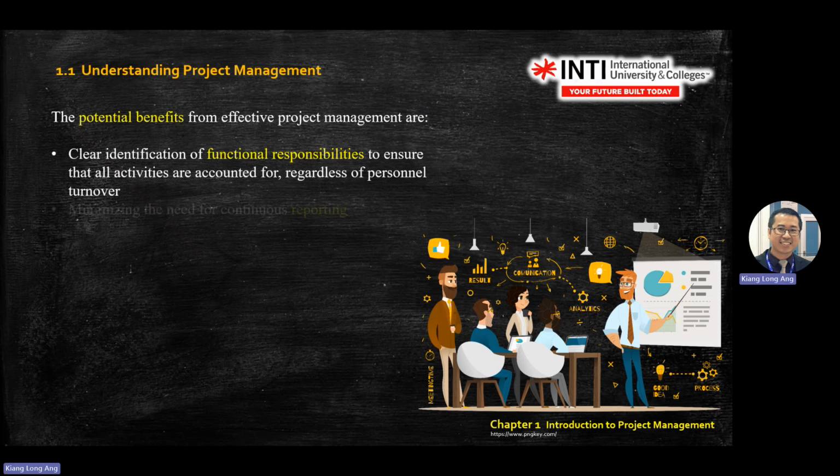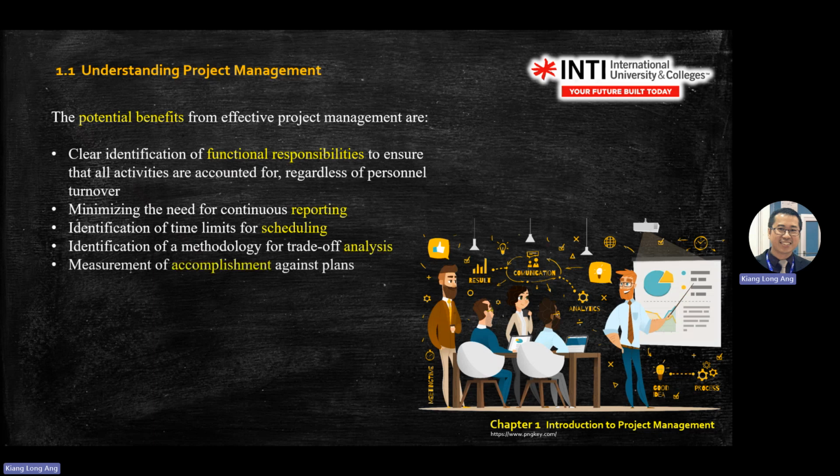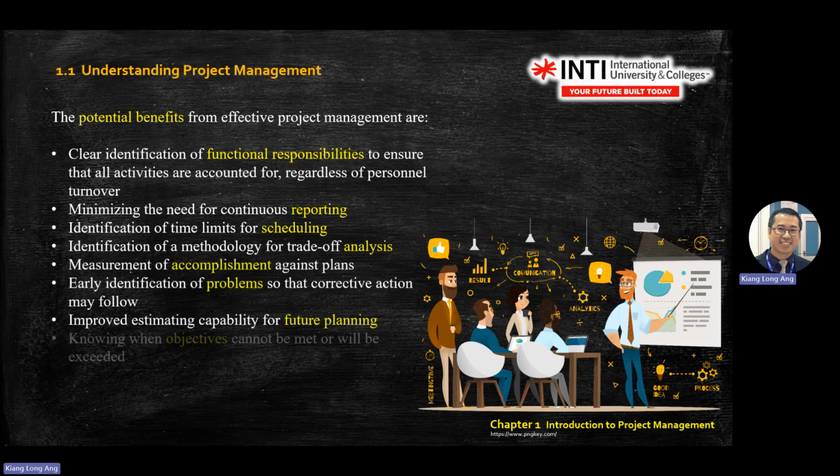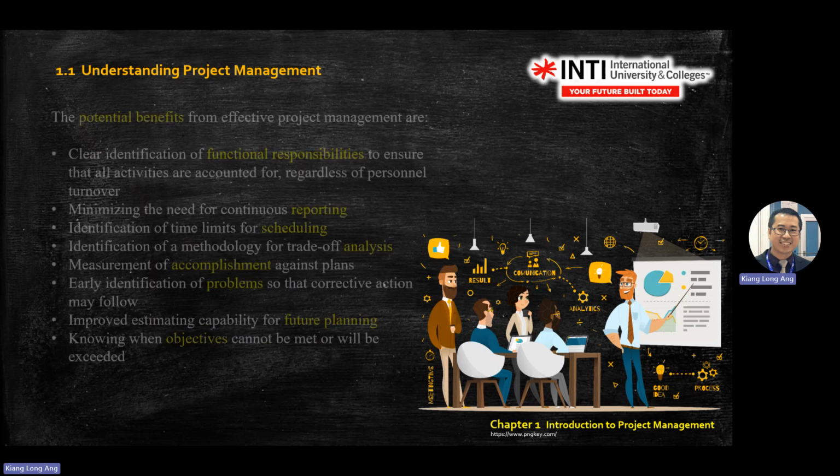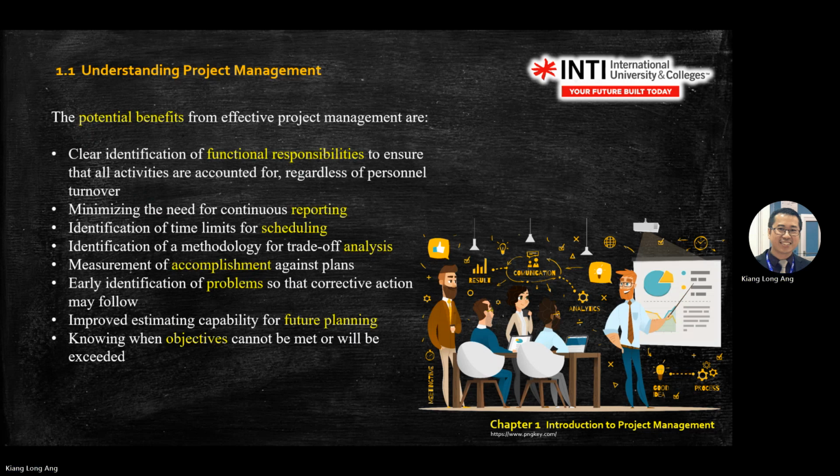The potential benefits are all these. So this one you read, I will not go through one by one. You have 1, 2, 3, 4, 5, 6, 7, 8. Normally I'll pick 4, like what are the 4 potential benefits of effective project management. So you pick any 4 from here. I don't expect you to memorize all, but at least half of the answer.